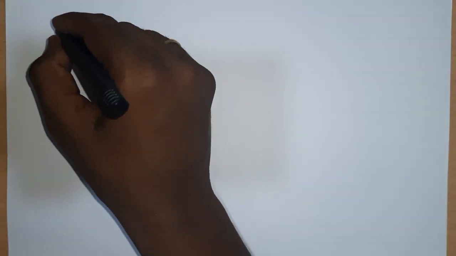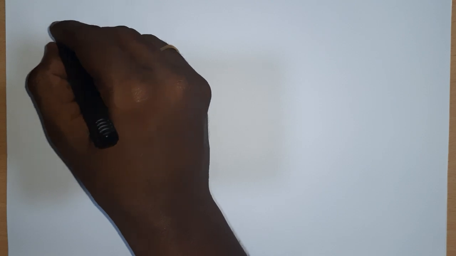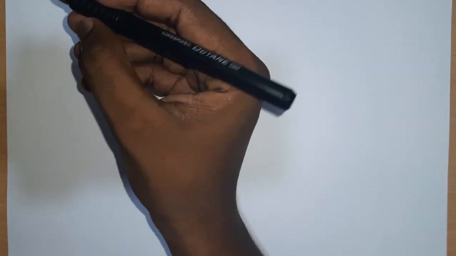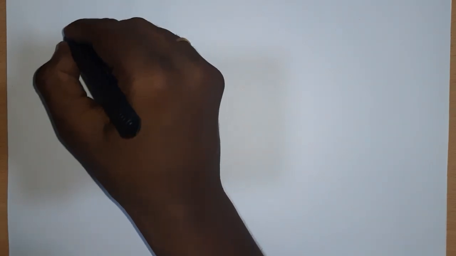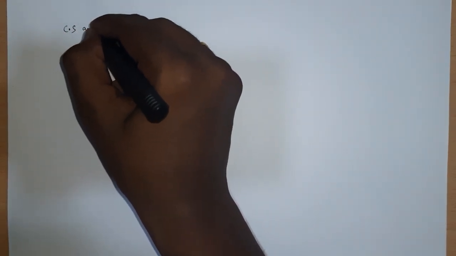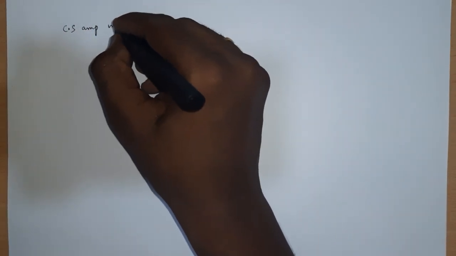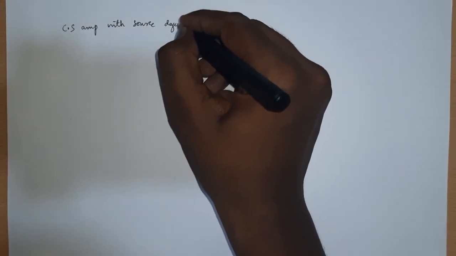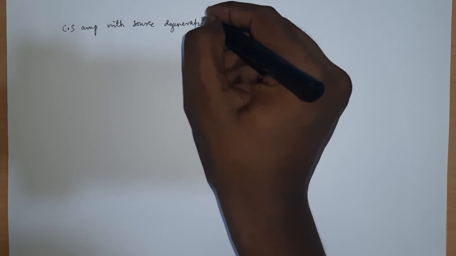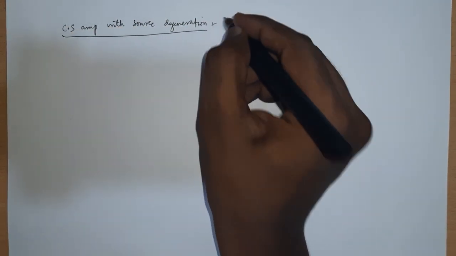So before going to the problem itself, let me introduce a new concept, or the intuition, of looking at the circuit and figuring out things by inspection. Let's do it for a common source amplifier with source degeneration. Remember, it's a common source amplifier with source degeneration.